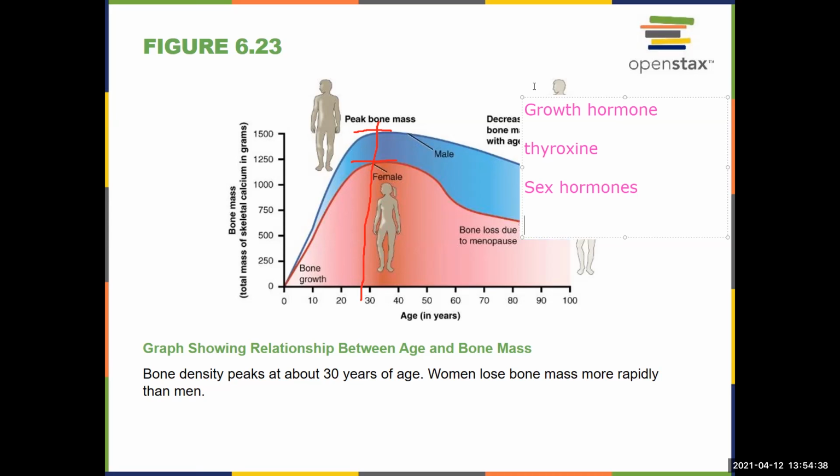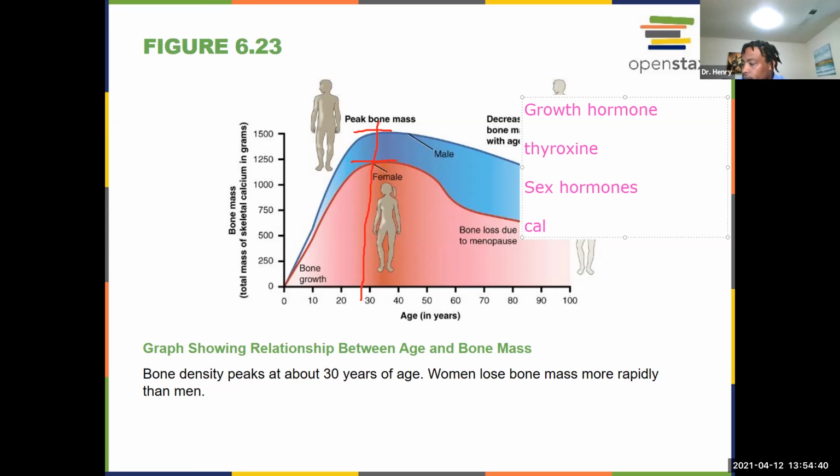Okay. So then we have calcitriol, which basically stimulates the absorption of calcium and phosphates from the digestive tract. And then we have parathyroid hormone.